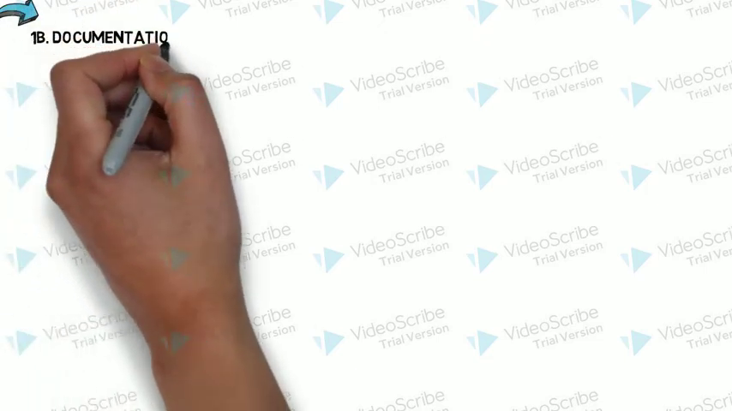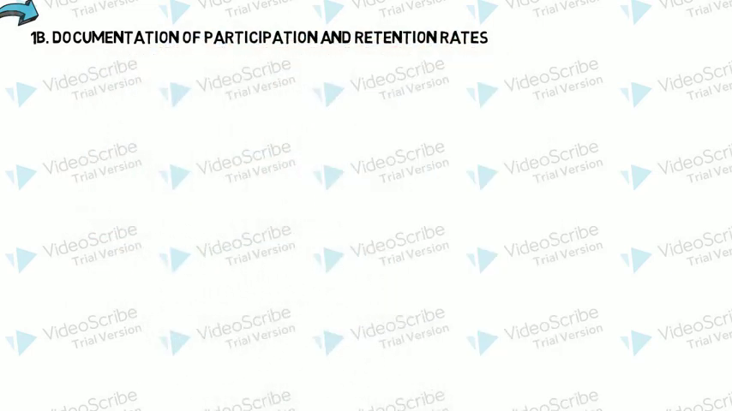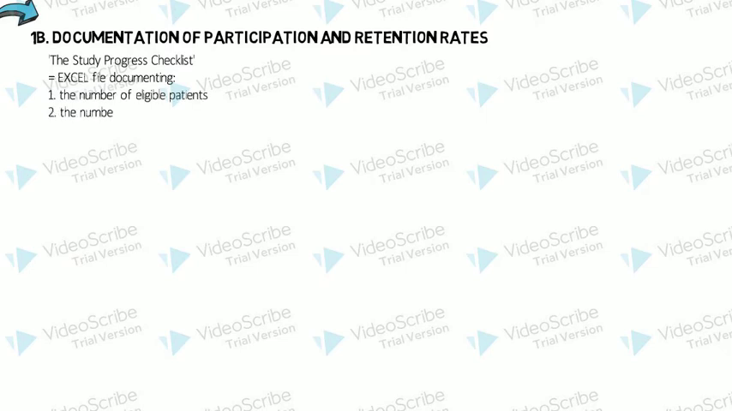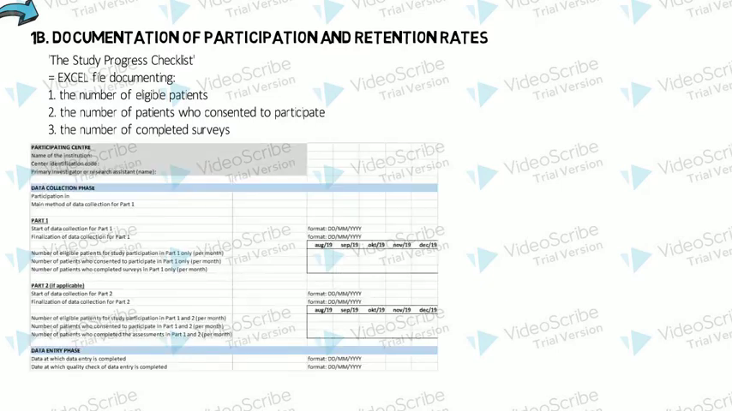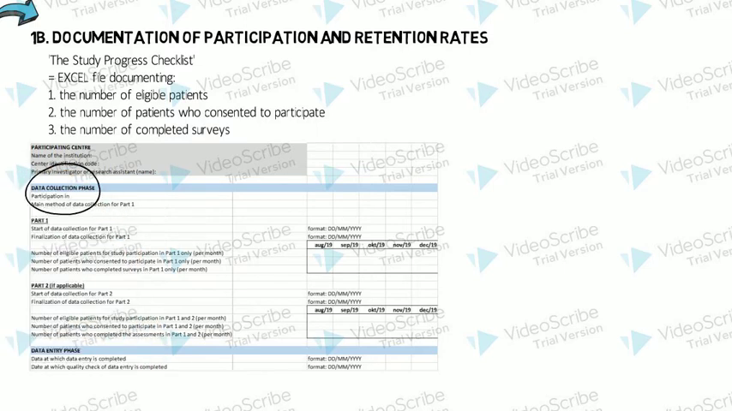Secondly, documentation of participation and retention rates. Each participating center should complete the study progress checklist, which is an Excel file that documents the progress of data collection and data entry. In the file, the following things should be indicated: the number of patients who were eligible for study participation, the number of patients who consented to participate, the number of patients who completed surveys or assessments. As you can see, updates on data collection and data entry are asked.